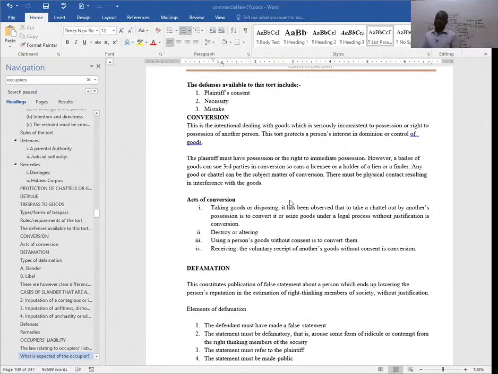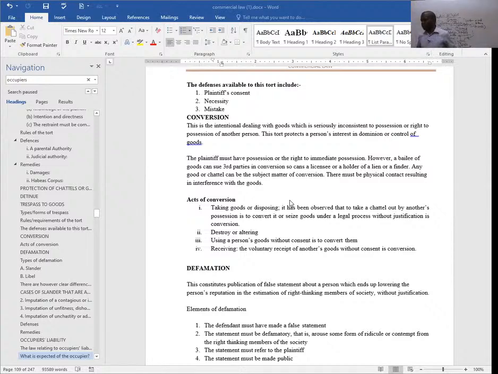So what are the elements or key characteristics? Number one, the defendant must have made a false statement. That should be very key. The statement that was made should be false, not factual, because if it is factual, then that is not defamation. The statement I made about Anne should be false so that she can accuse me of defamation.